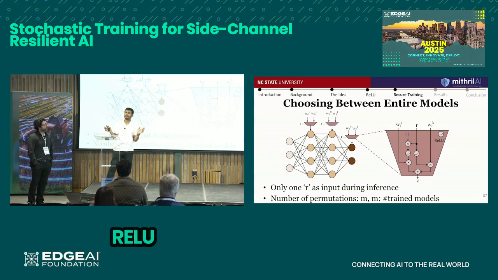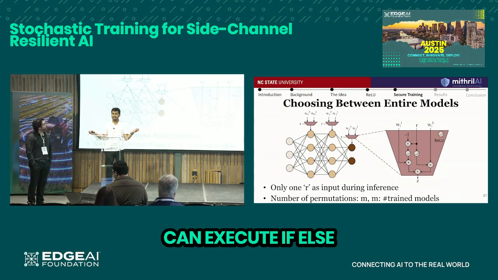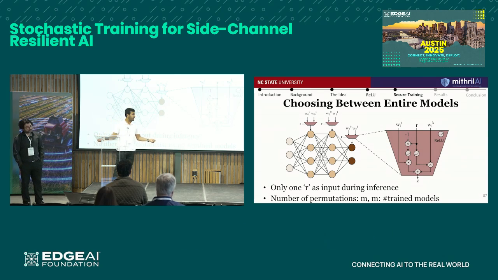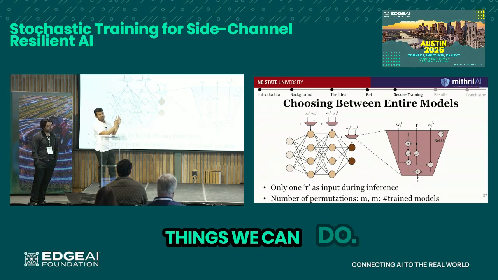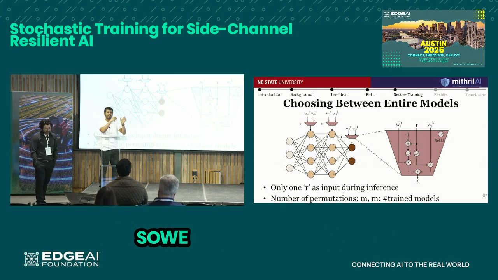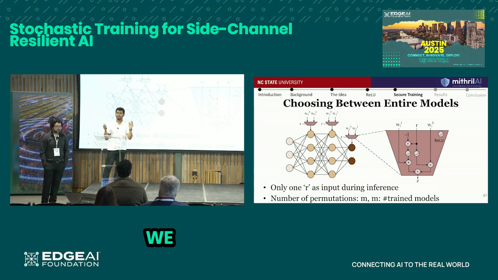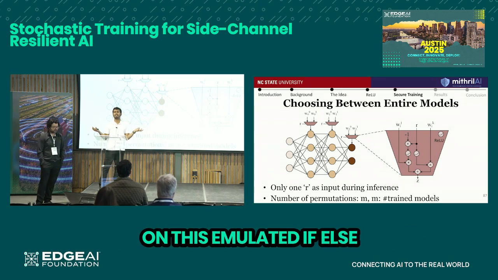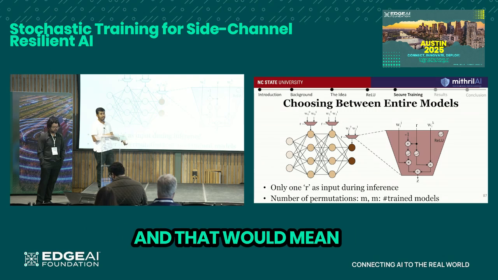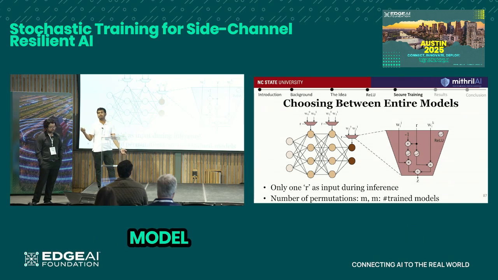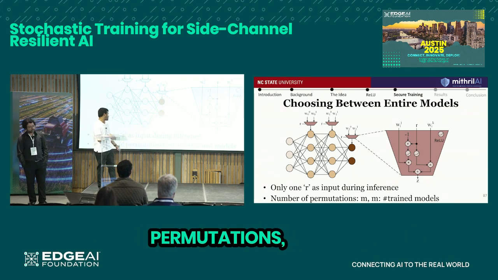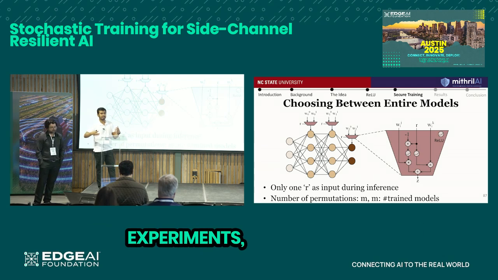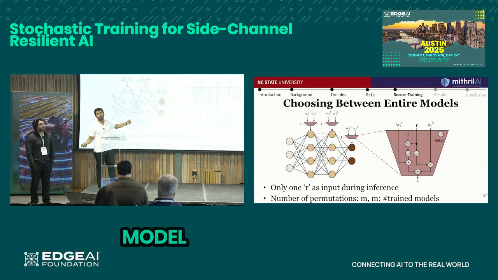So now that we built this ReLU function, we know we can execute if-else conditions on a TPU which does not natively support any kind of control flow instructions. There are multiple things we can do. The first thing is what I proposed. We train the machine learning model multiple times. We get a set of weight tensors, and then I'm just picking and choosing one based on this emulated if-else condition that I built, right? And that would mean if I trained the machine learning model m times, I would have m permutations, or m possibilities. If an attacker is trying to conduct multiple experiments, by definition, 1 out of m times the same model will repeat, right?